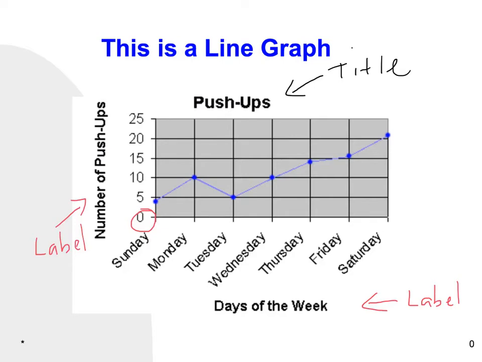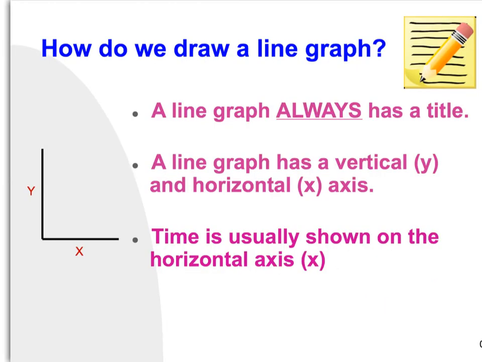Alright, then we have a series of dots, and so we're plotting the dots on there, then we join them with line segments. So that's how we construct a line graph, and this is showing the amount of push-ups done each day of the week. Now, as I said, the line graph always has a title. Very important. They always put a title for the line graph. It has a vertical axis, so you can see the vertical axis is labelled as Y, and the horizontal axis is labelled as X.